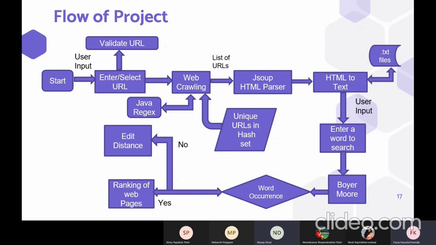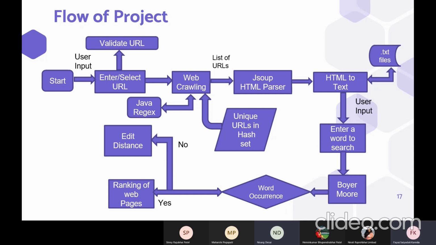That unique list of URLs will then be sent to the HTML JSON parser, which will convert the HTML files to text files, so that when the user wants to search any word in those files, they will be used for that, and they are stored as .txt files.